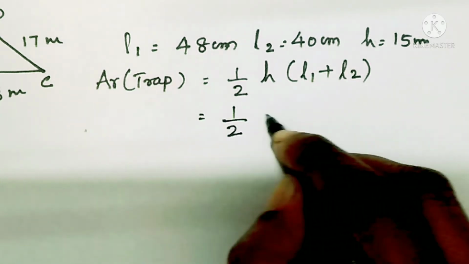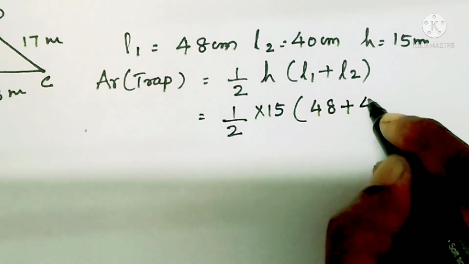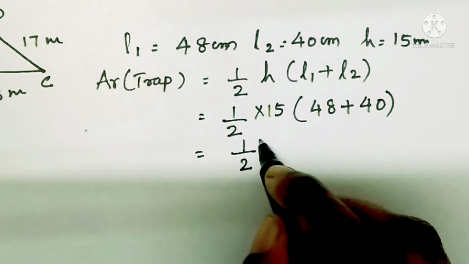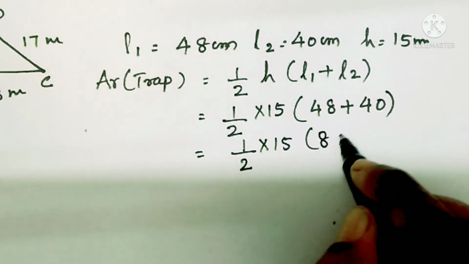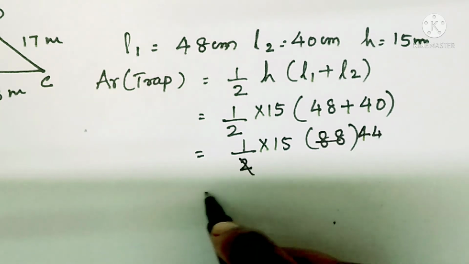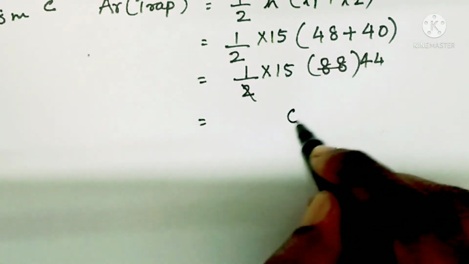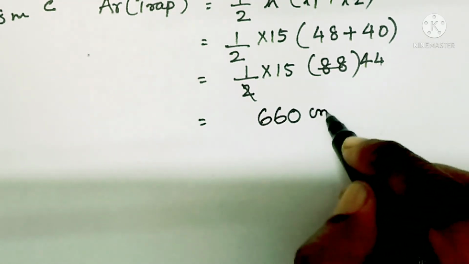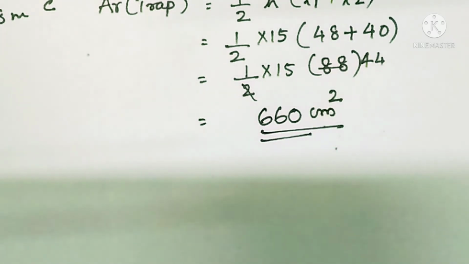So, half into, what is H? 15. L1 is 48 and L2 is 40. So, when you do simplification, 15 multiplied by half into 40 plus 48 is 88. So, 88 will be 44 into 2. So, that cancellation over. Now, 15 fours are 60. Again 15 fours are 60 plus 6, 66 centimeter square. So, this is the area of the given field.